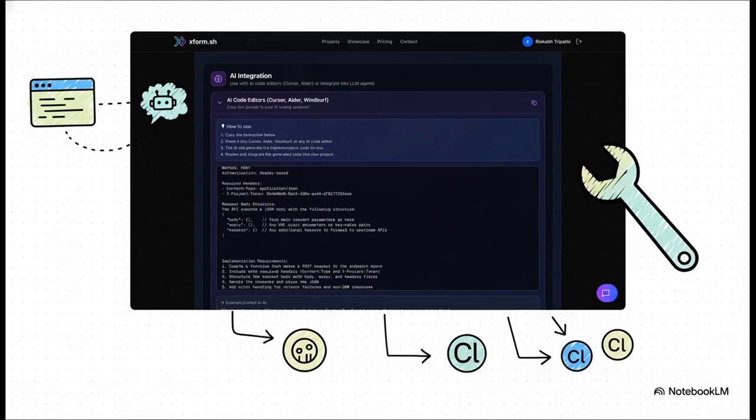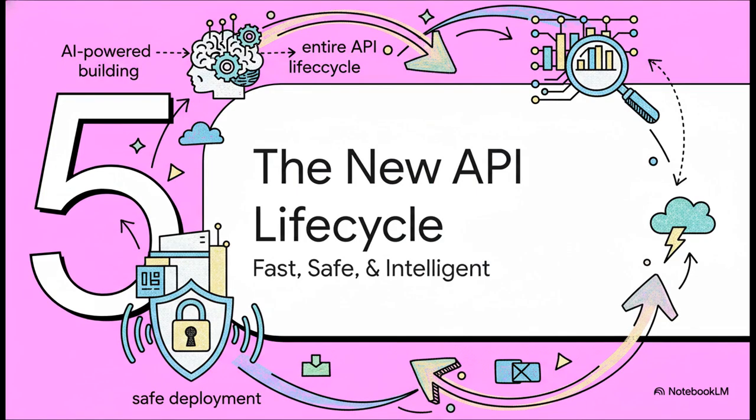So what this really means is that any API you build is instantly available to be used as a tool for an AI coding assistant. The platform literally gives you the copy and paste instructions and code snippets to plug your new API right into tools like Cursor or Claude. So when you put all these pieces together, the AI-powered building, the super safe deployment, the intelligent monitoring, it really does represent a fundamental shift in the whole API lifecycle.